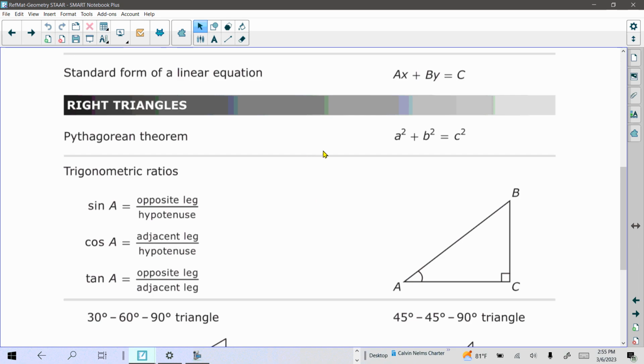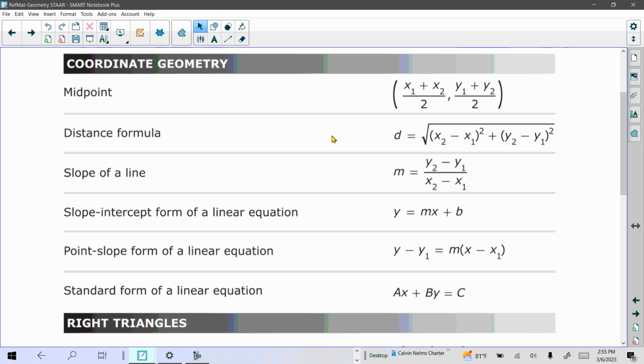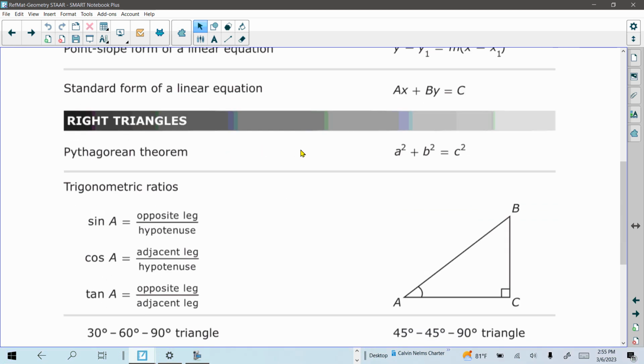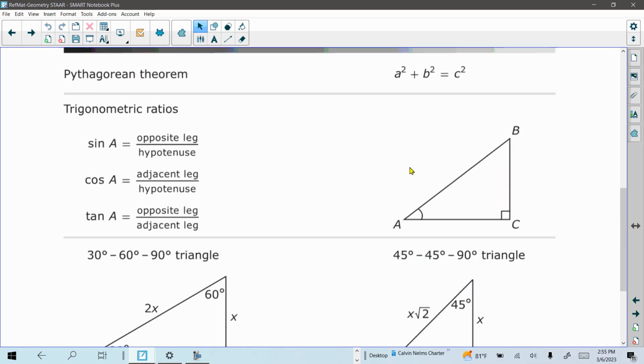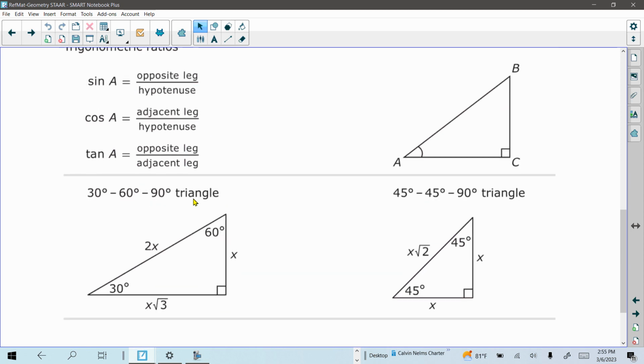The green one you get to use in the test is the star formula chart here. It has your midpoint distance formula. So on the right triangles part, there's your Pythagorean theorem. The trigonometric ratios are what we're about to get into. But here are your special rights. So this is the only thing you'll get to use. You just got to make sure you understand what this is saying.